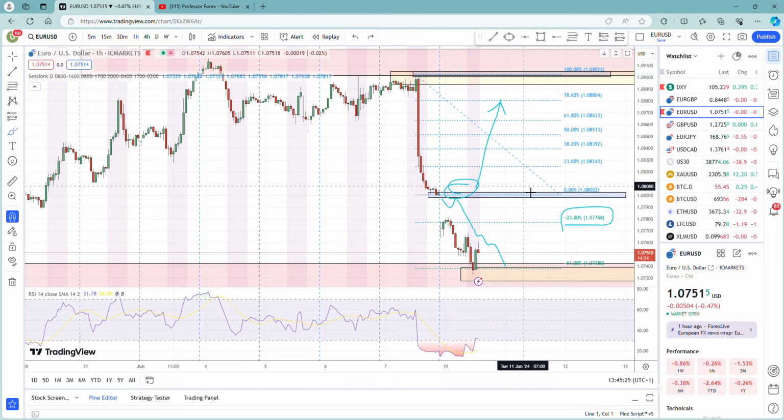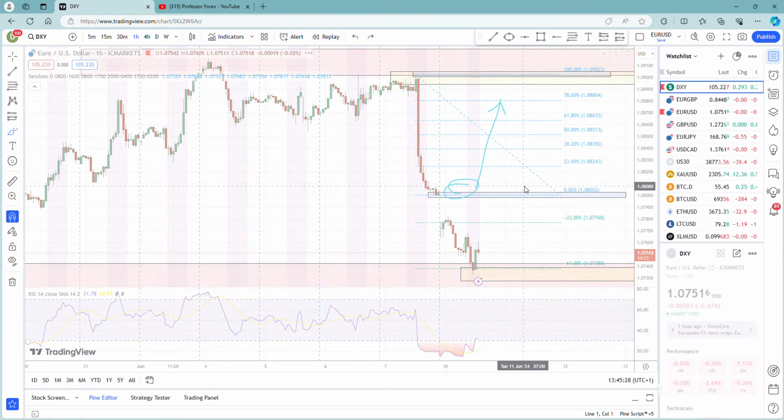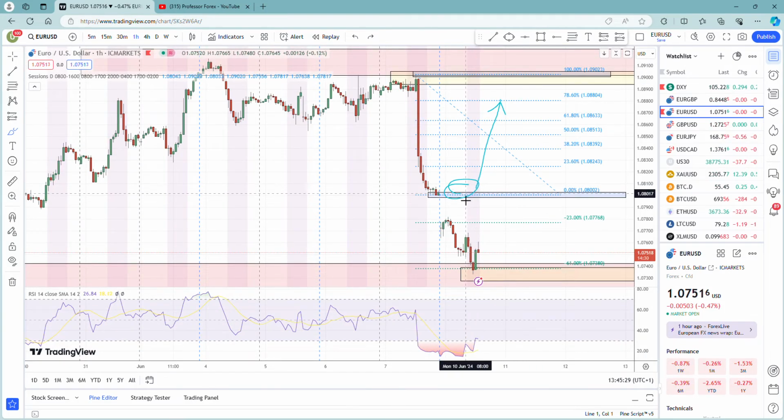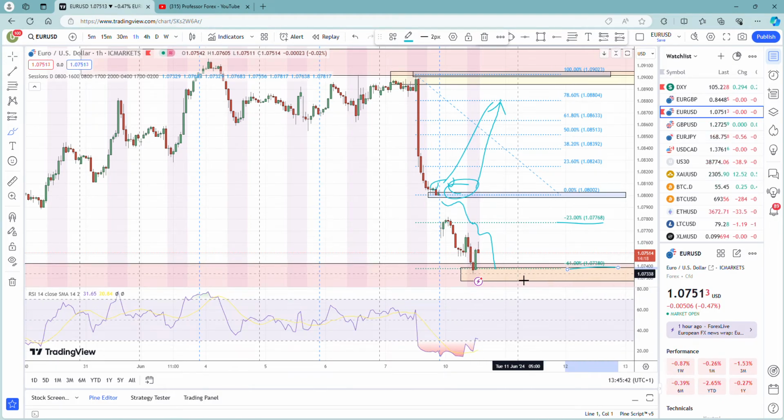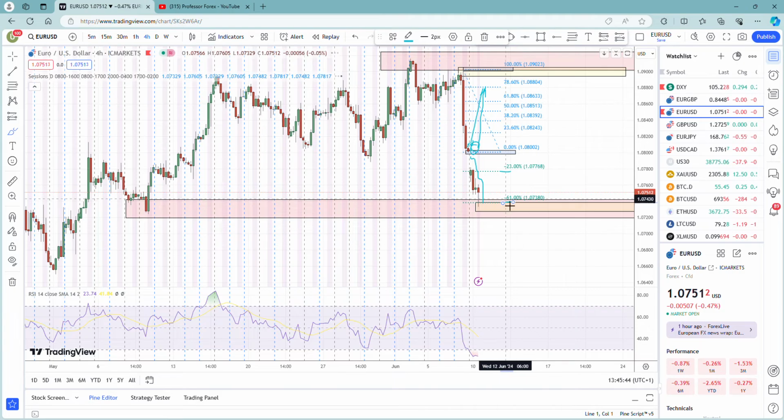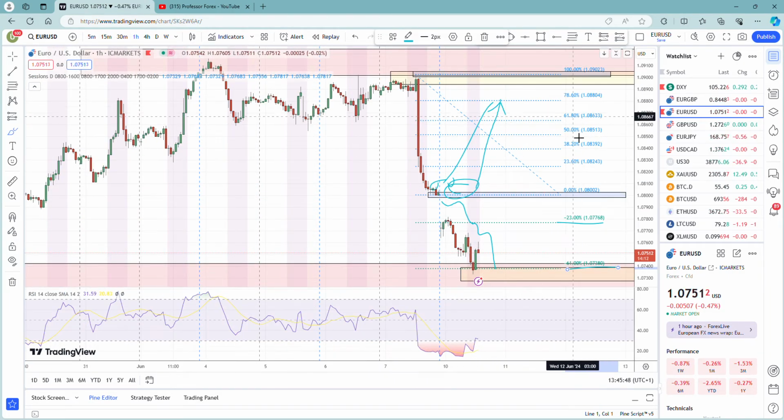However, if price doesn't retrace from this level here, you know it's going to go down to this level here. And if it goes further down, you know it's going here. And look at that. That falls on a H4 support. It also falls on a daily support. So that's how accurate your Fibonacci tool is. It can help you predict where the price is going next.